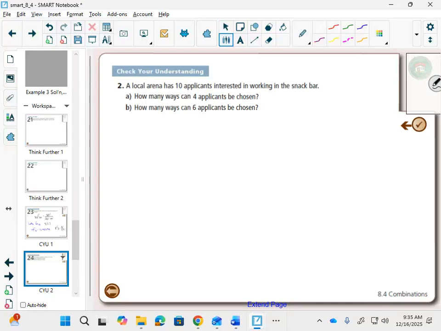A local arena has 10 applicants interested in working at the snack bar. How many ways can 4 applicants be chosen? So first of all, you look at this question and say, is this decisions that I need to do spaces, or is this a combinations? Does the order matter? If you hired the same 4 people in a different order, is that different?